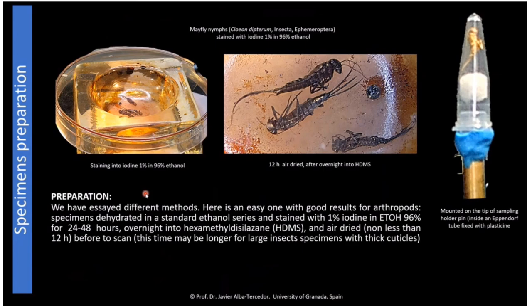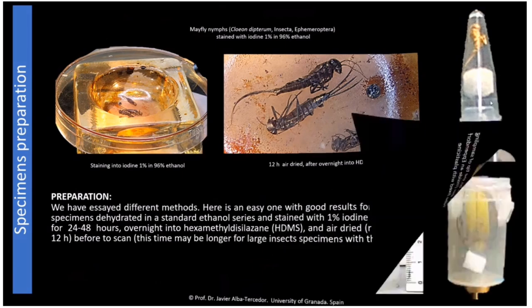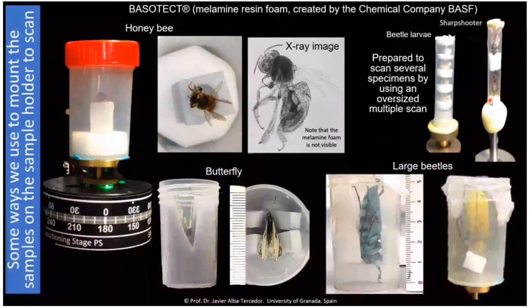We have been using something based on staining the animal with iodine. So in the normal process of dehydration, in the last step with absolute alcohol, we have 1% iodine in solution. Later we dry the sample with hexamethyldisilazane, and later we mount it in different ways to scan the sample. Here we have the methods that we have been testing with the best results.